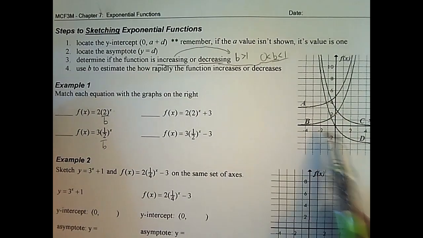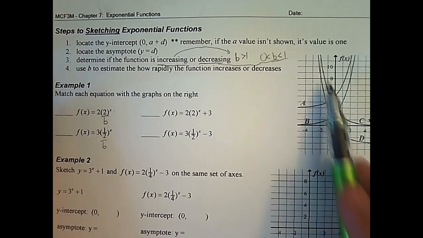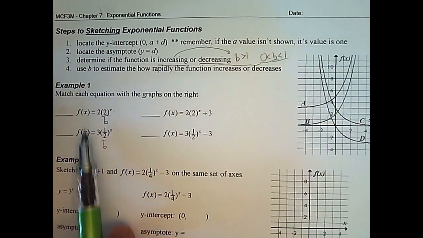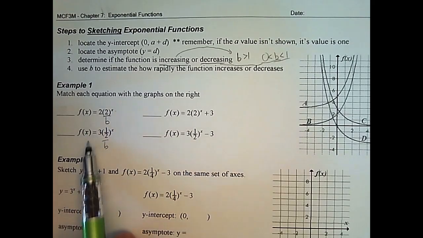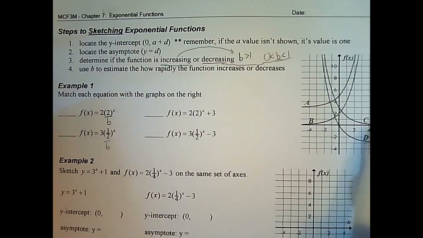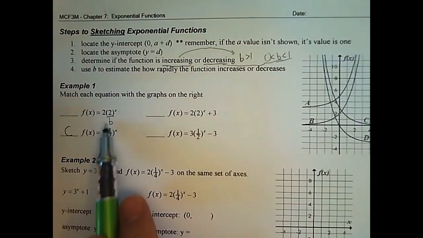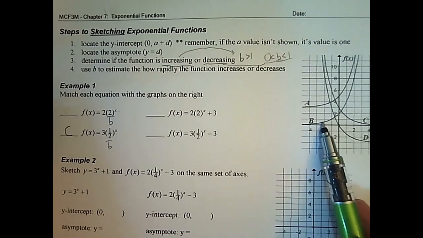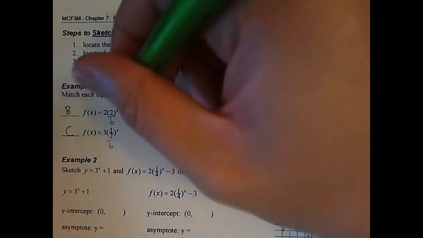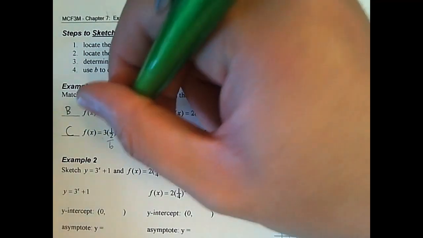So with the horizontal asymptote being 0 for B and C, and one's going down and one's going up, I'm going to say that one of these has to be B and one of these has to be C. Since the C equation here, this line, is decreasing, I know this is going to be C. And since this one is increasing with a horizontal asymptote of 0, then I know this is going to be B.